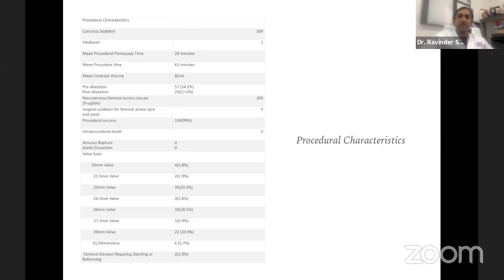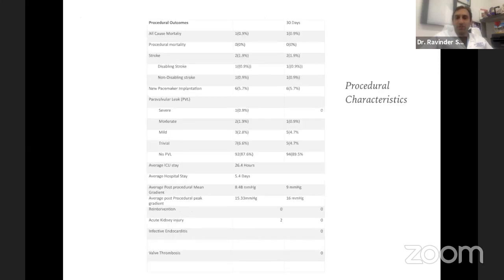The valve sizes used were 20 mm in 3.8%, 21.5 in 1.9%, 24.5 in 2.8%, and 26 and 23 millimeter were the majority of the sizes used in India. 2 patients required femoral stenting and ballooning for a peripheral complication. Procedural outcomes: all-cause mortality was 0.9% post-procedure, and at 30 days also 0.9%. Procedural mortality was 0. Stroke was seen in 2 patients, disabling stroke in 1 patient, non-disabling stroke in 1 patient. New permanent pacemaker implantation rate was only 5.7%.